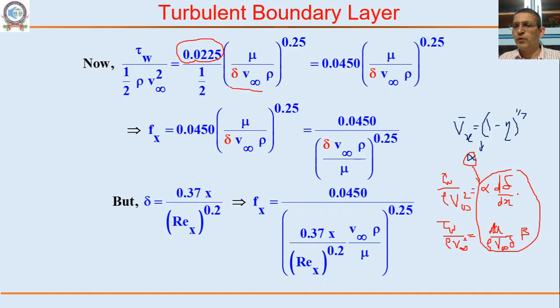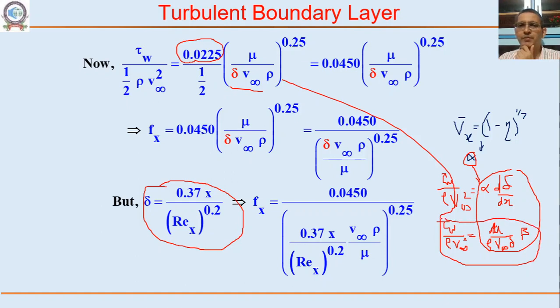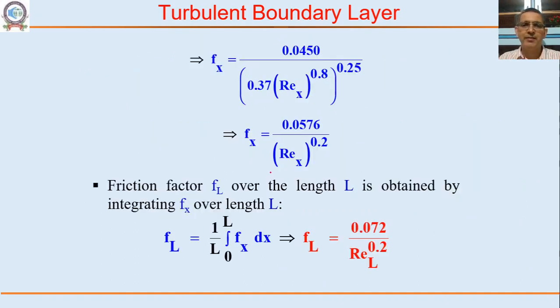Okay, so I'm going to give you these two values, and then you can equate them. You can get how delta varies with x. That's what you will get, right? Just a different expression here, just a different relationship, because it's turbulent flow now. And then we can get friction factor at any x.